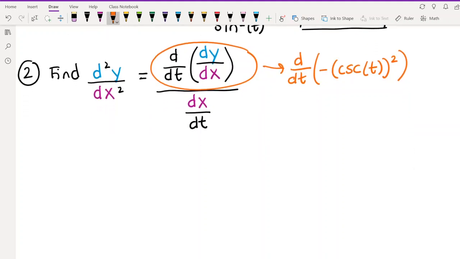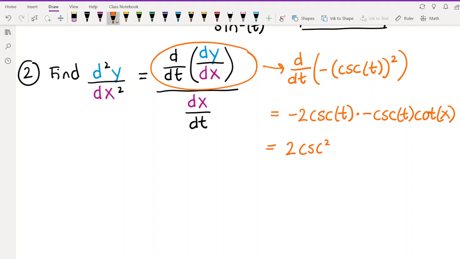So how does the chain rule work? Well, the outer derivative will just bring down this 2, and so we'll get negative 2 times cosecant of t. And then we have to multiply by the derivative of cosecant, which we already saw was negative cosecant cotangent. And so altogether, this gives us 2 cosecant squared of t cotangent of t.